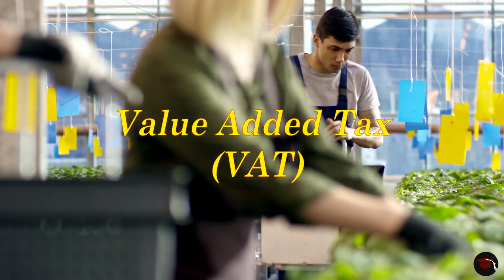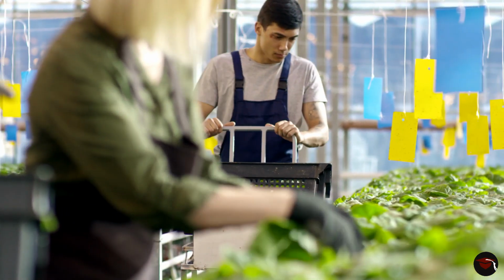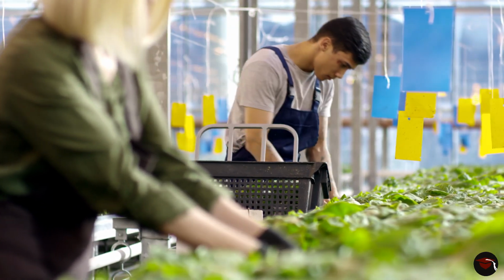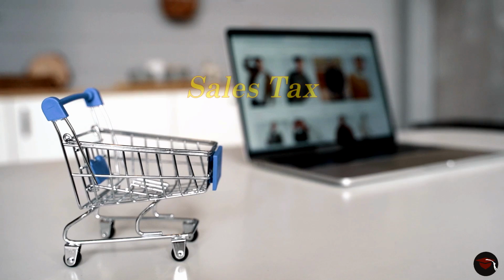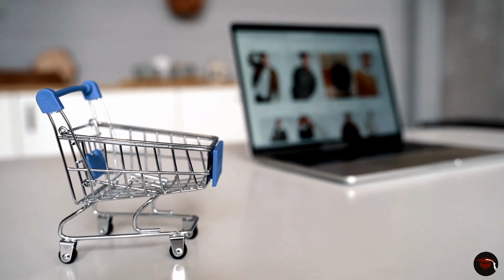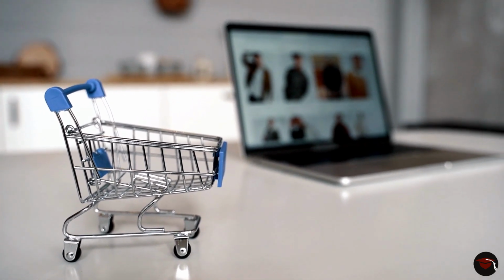Value-added tax, VAT, a consumption tax collected at each stage of production and distribution. It is ultimately paid by consumers and is common in many countries. Sales tax, similar to VAT, it is a tax on the sale of goods and services. However, it is typically applied at the retail level.